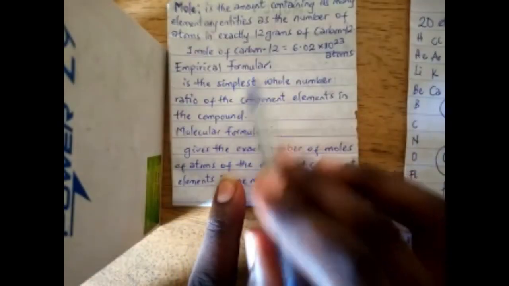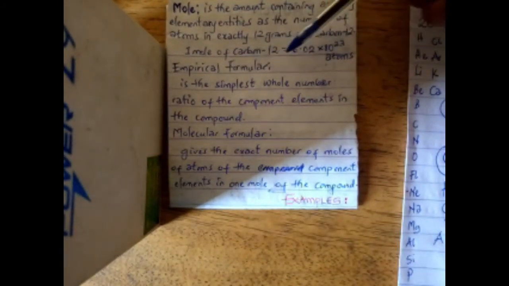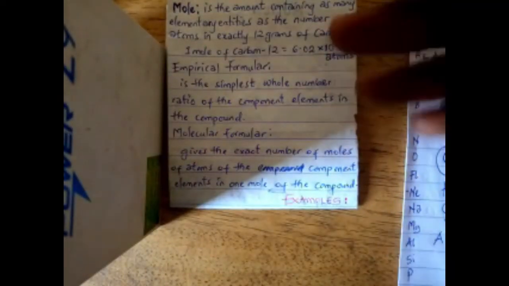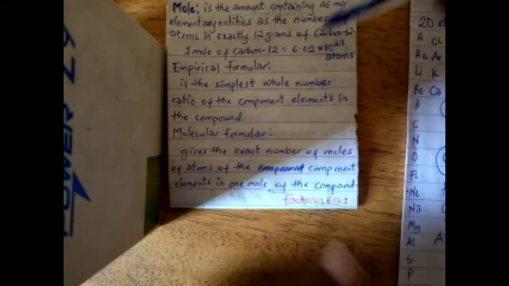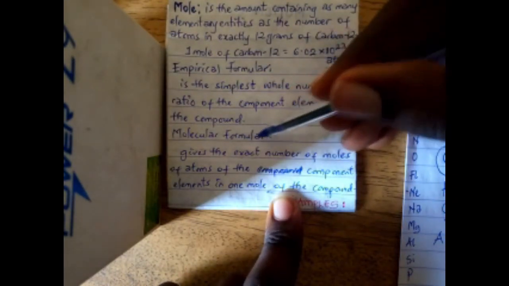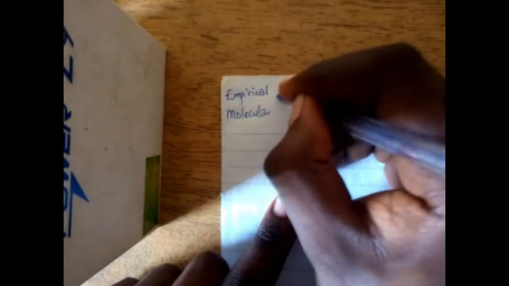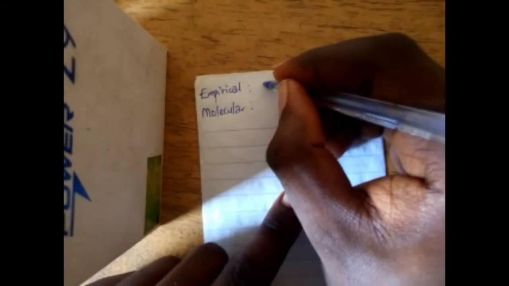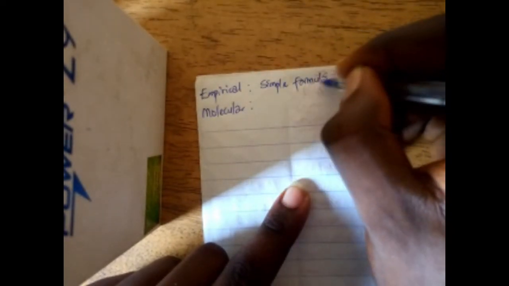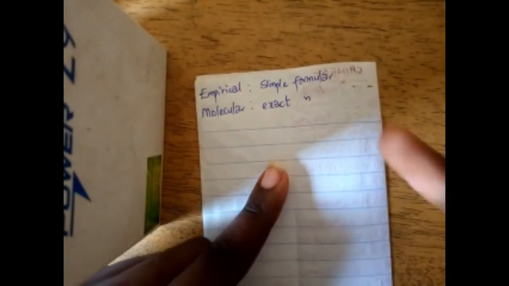So looking at empirical formula and molecular formula. Having established symbols and elements, and how elements are formed, we need to understand empirical formulas and molecular formulas, because these are the ways in which atoms combine with one another. The empirical formula is the simplest whole number ratio of the component elements in the compound, while the molecular formula gives the exact number of moles of the atoms in 1 mole of the compound. The basic difference between these two is that the empirical formula just gives a simple formula. This one is the exact, which means that molecular formulas are more complex than empirical formulas.